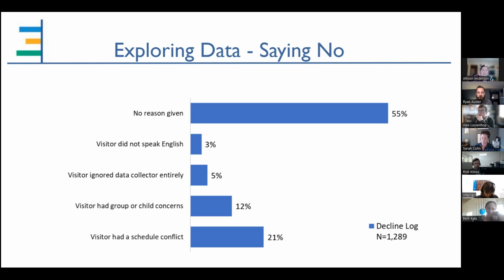21% with schedule conflict. And that's where our data collectors tend to write the most notes of what that conflict was, whether it's parking, hitting traffic in Boston, or going on a duck tour that also departs from our building. So that is a very quick look at what the decline log is, what we can ask of it, and the types of comparisons you can make. I would love to open this up to questions or discussions or thoughts about how you might use those data.